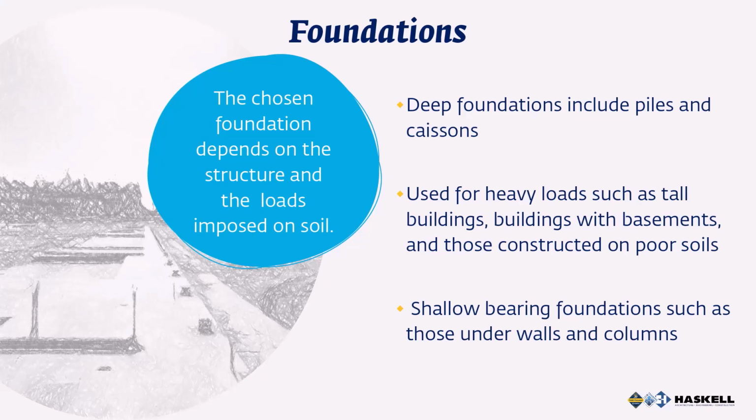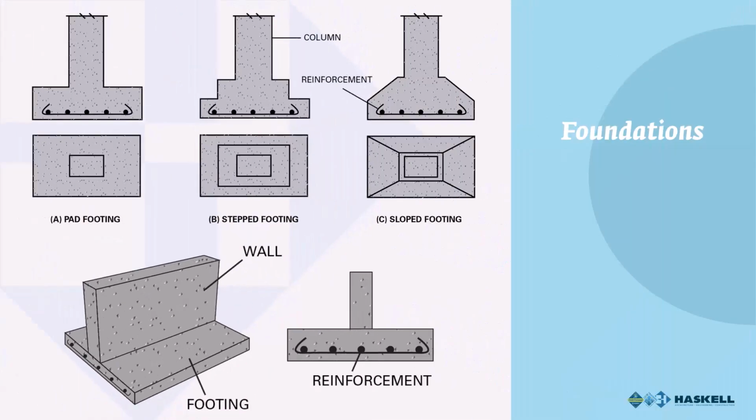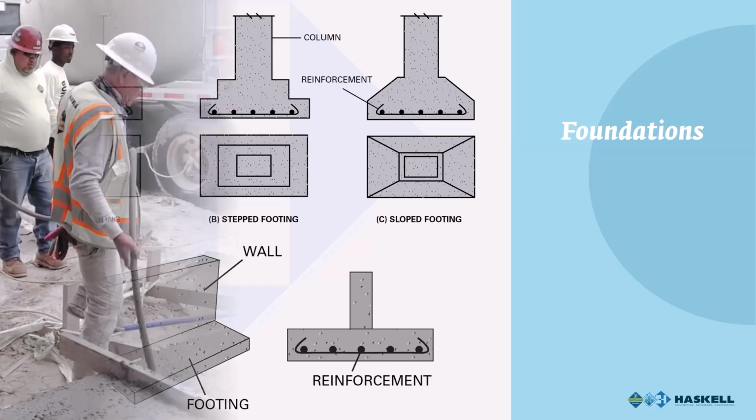Shallow bearing foundations are used for footings under walls and columns constructed on stable soils. Some basic types of footings are shown on this slide. They consist of a rectangular, square, or round slab of constant thickness. Reinforcing bars are placed near the bottom of the footing and run in both directions.